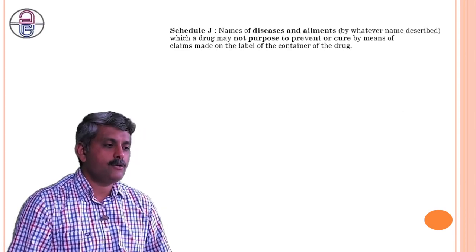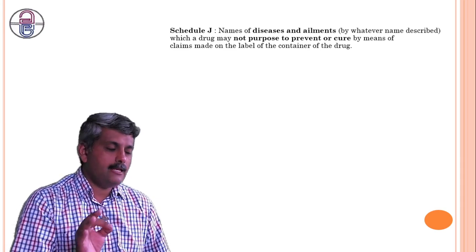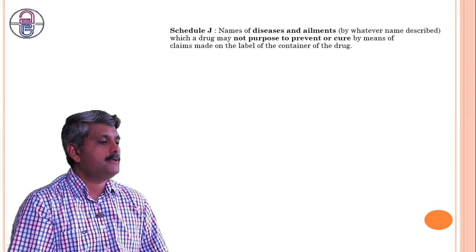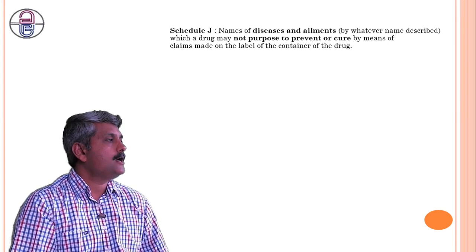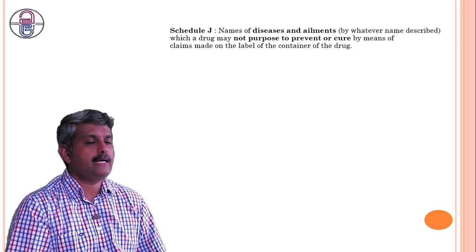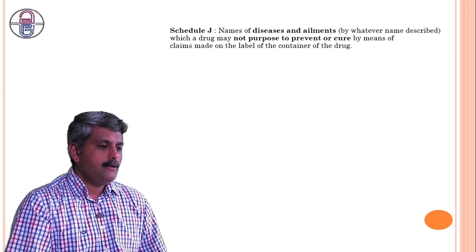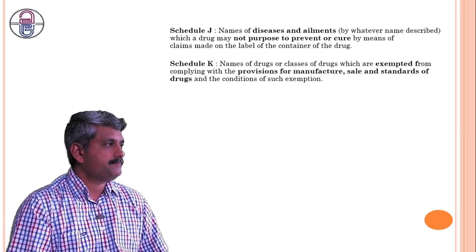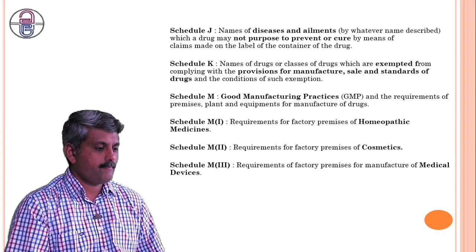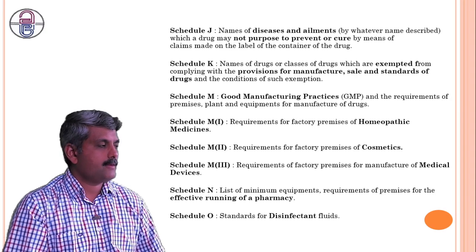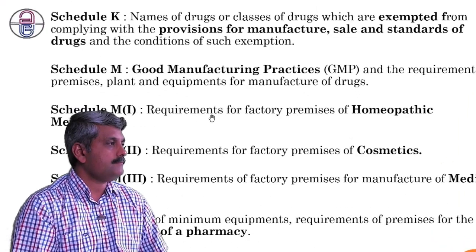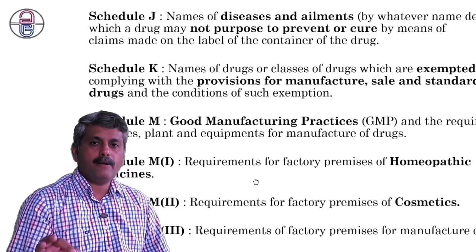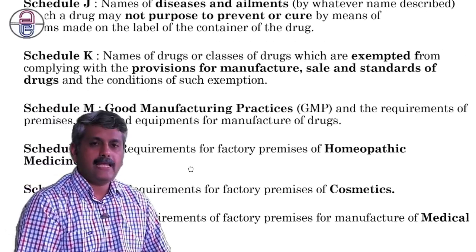Next, schedule J: names of diseases and some ailments which, by whatever name described, the drugs may not purport to prevent or cure by means of claims made on a label. That is schedule J. Schedule K: the names of the drugs, class of the drugs, and the provisions for exemption from complying with particular manufacturing, sale and standards requirements.